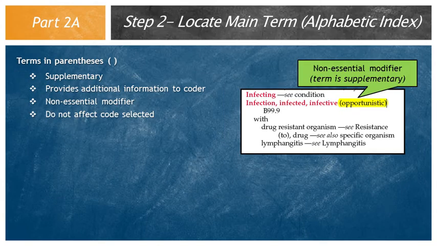Notice to the right of the main term is the term opportunistic in parentheses. The parentheses indicate that the term is supplementary and is only there to provide additional information for the coder. Terms within parentheses are referred to as non-essential modifiers because they do not affect the code that is selected.